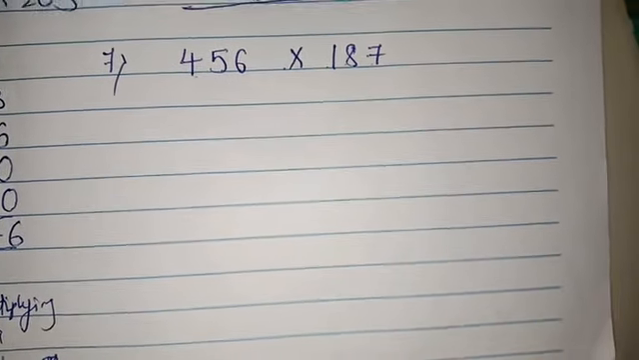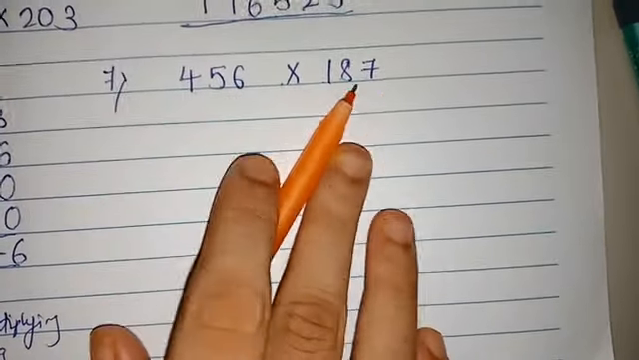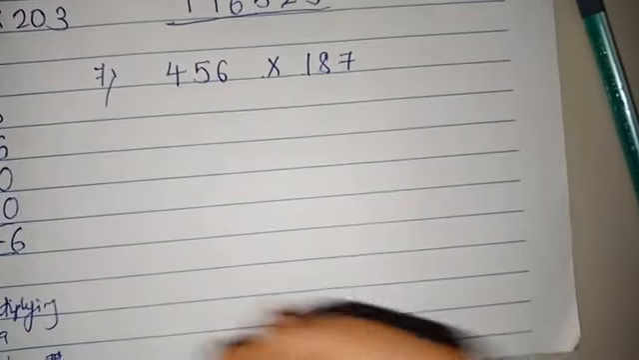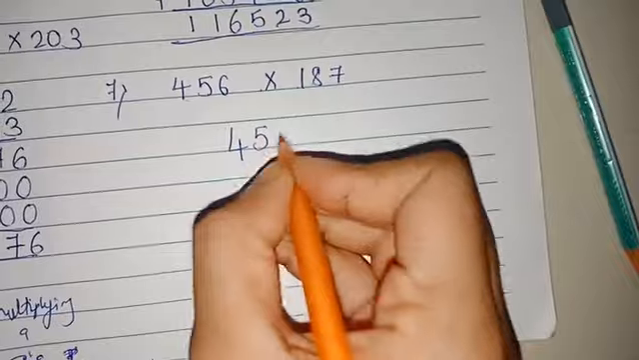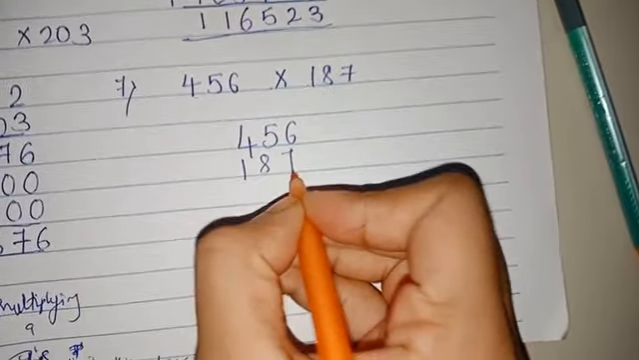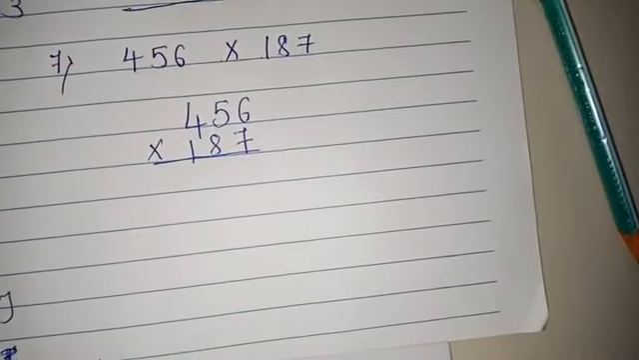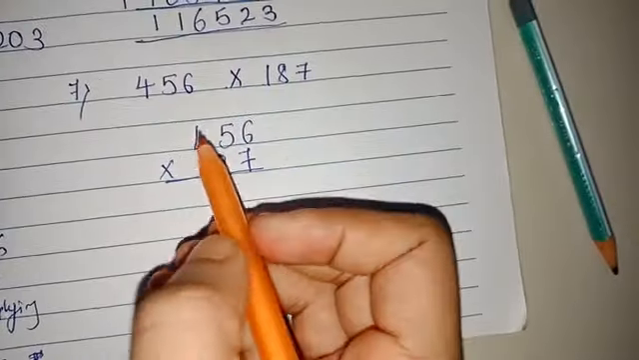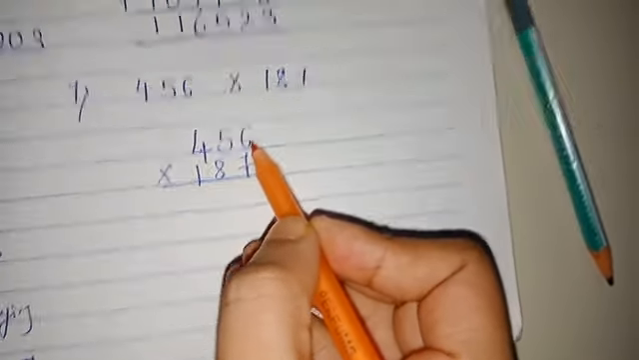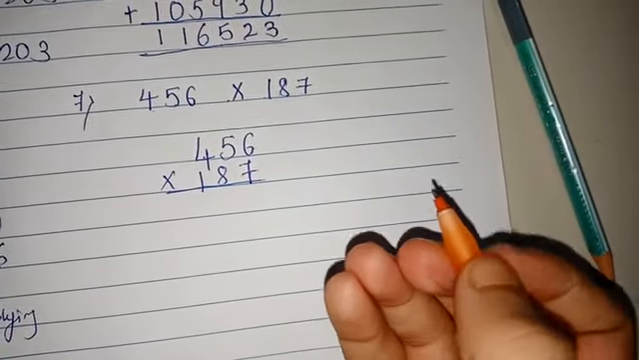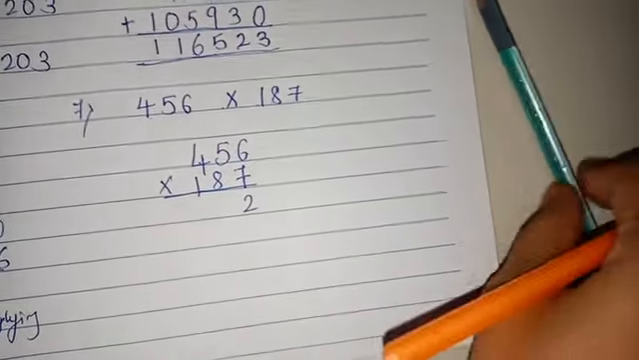Question number 7 is 456 multiplied by 187. Okay, we will arrange them in vertical form first. First we will multiply 456 by this 7. So 7 6s are 42, right? So 2 will come here and carry it forward 4.